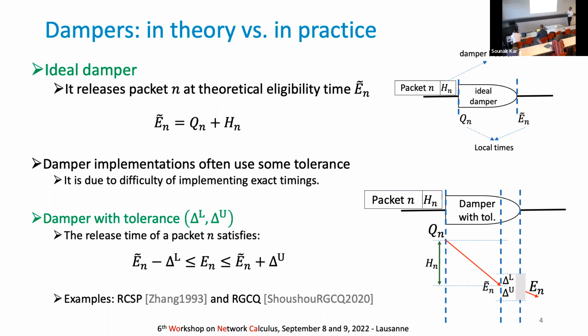That's why dampers often come with some tolerance. This is what we refer to as a damper with tolerance, with a lower and upper tolerance. What it does is it releases the packet after the computation of this theoretical eligibility time, and it adds some tolerance. So the actual release time from a damper is something between these two bounds. In fact, this captures all the RCSP and RGCQ implementations; they are within this family of dampers.